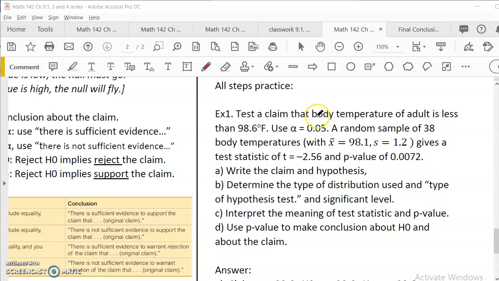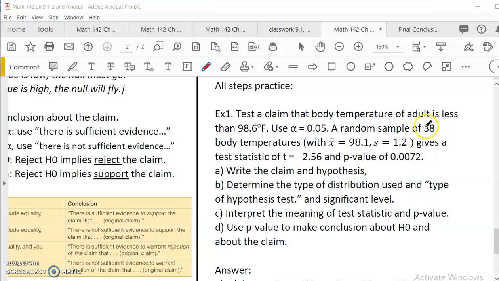So example 1: you want to test the claim that the body temperature of an adult is less than 98.6. You want to use a significance level alpha of 0.05. We collect a sample, of course, and then we have some numbers here. But without going through the details, using the calculator, we find a test statistic of t equals negative 2.56 and a p-value of 0.0072.